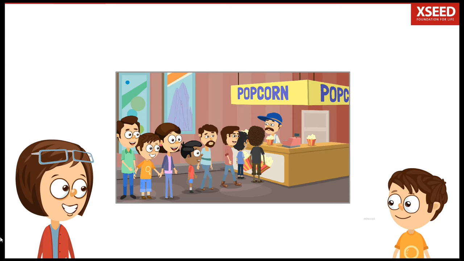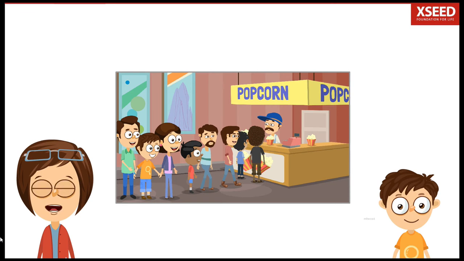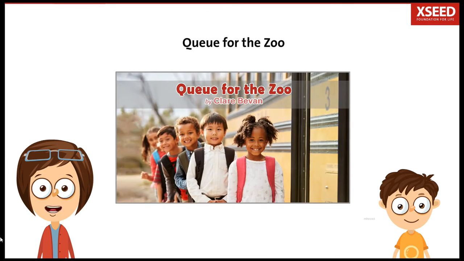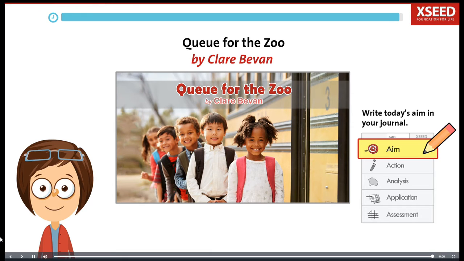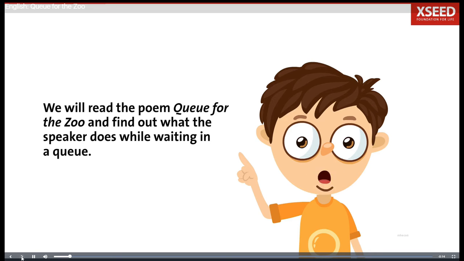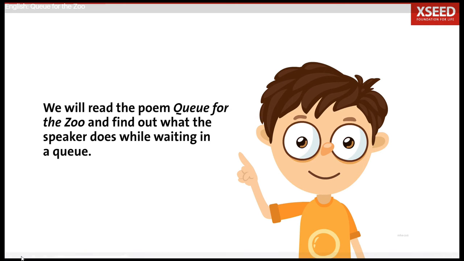That's a fun idea. Today we will read the poem Queue for the Zoo by Claire Bevan and find out what the speaker decided to do when they had to wait in a queue. Let's write what we will do in class today in the AIM section of our journals. I've written what we're going to do today.